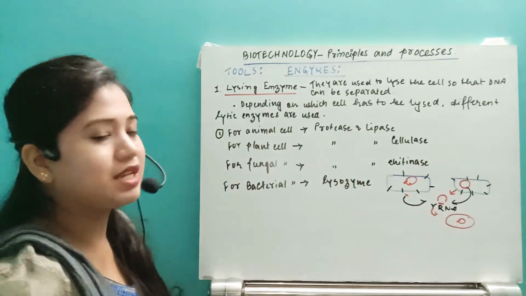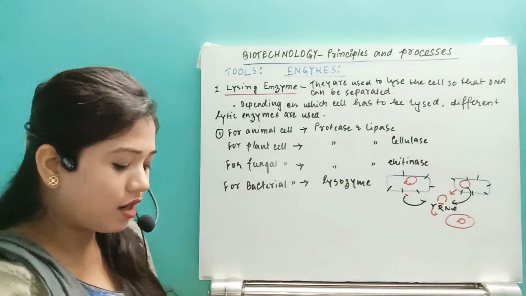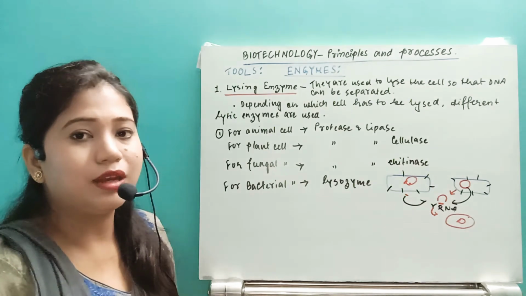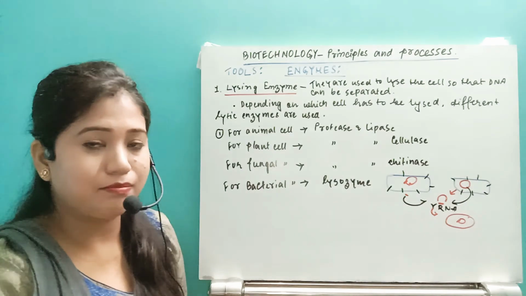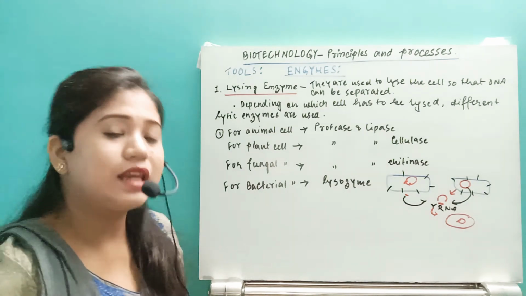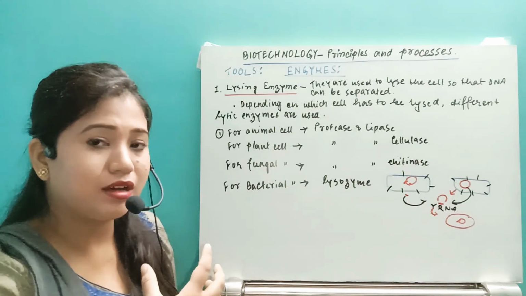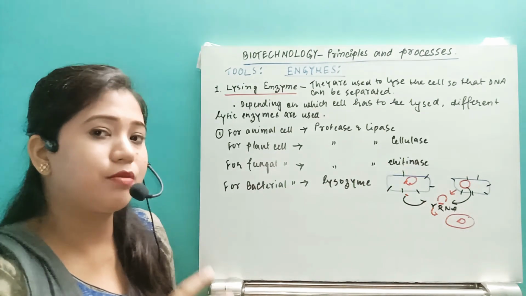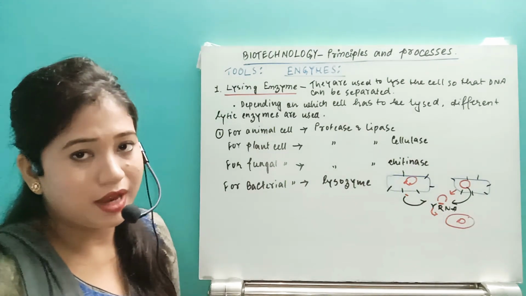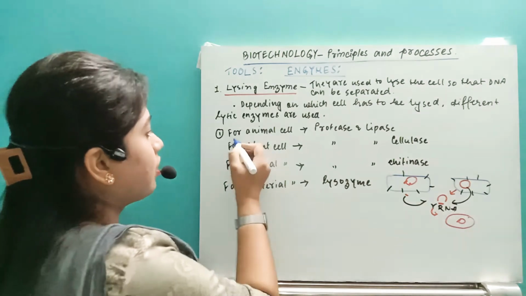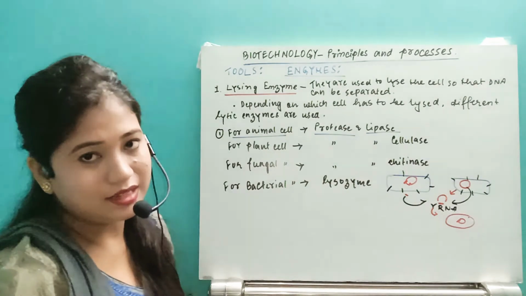So the first lysing enzyme will be for the animal cell. So for the animal cell, what enzymes have to be added? For the lipid, we require the lipase enzyme that will break the phospholipid bilayer, and along with that we require the protease also, for the extrinsic and the intrinsic protein present in the phospholipid bilayer. So that protein will be broken down by the protease enzyme. So for the plant cell, what do we require? The protease and the lipase enzyme.